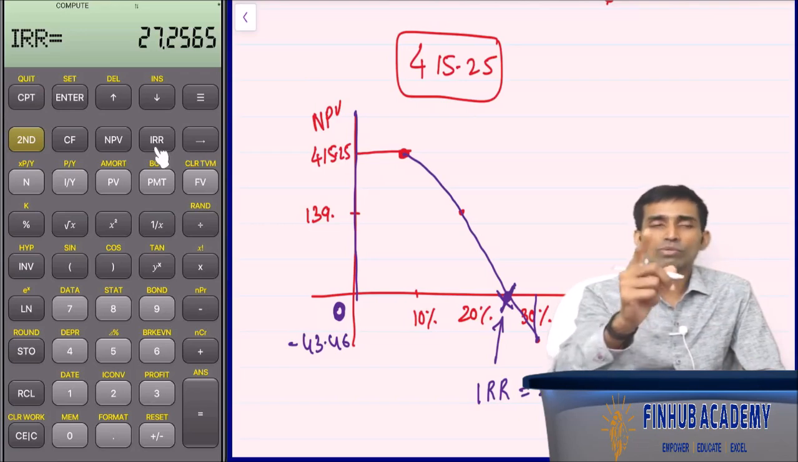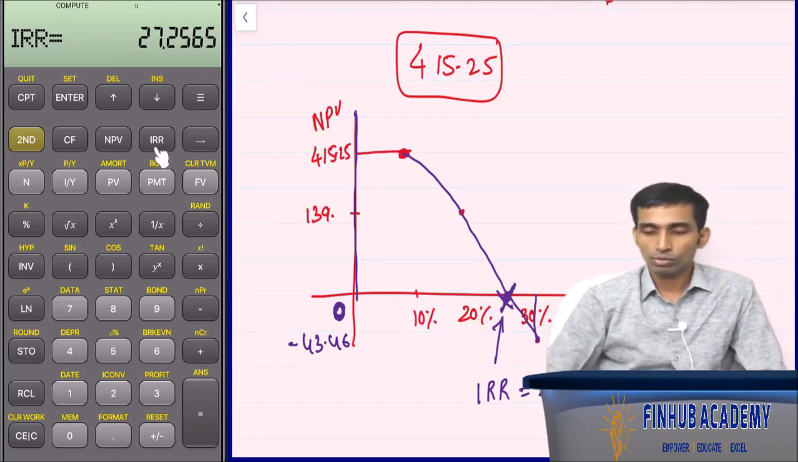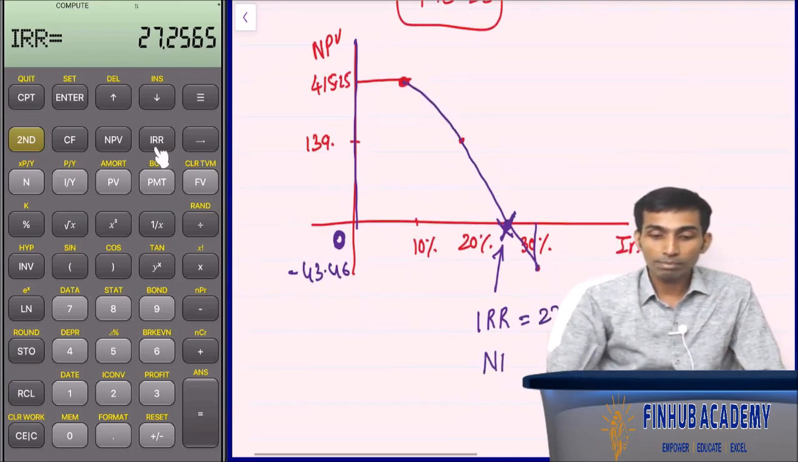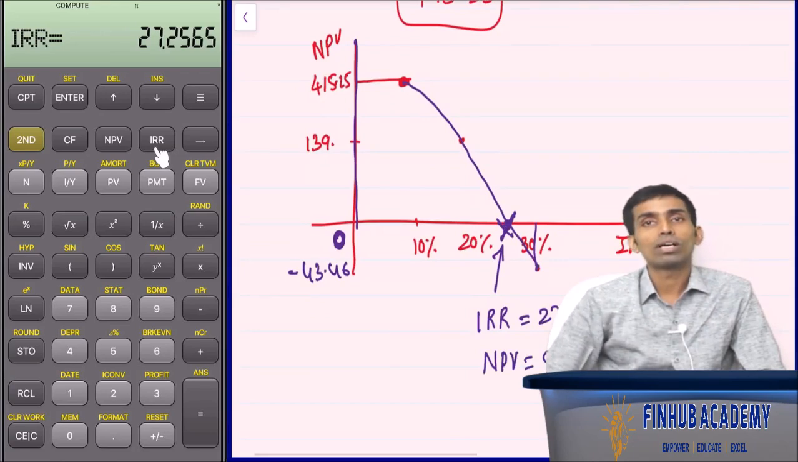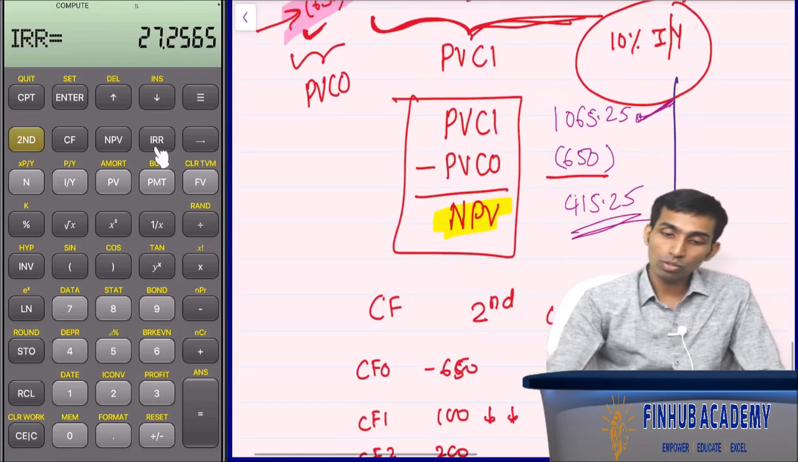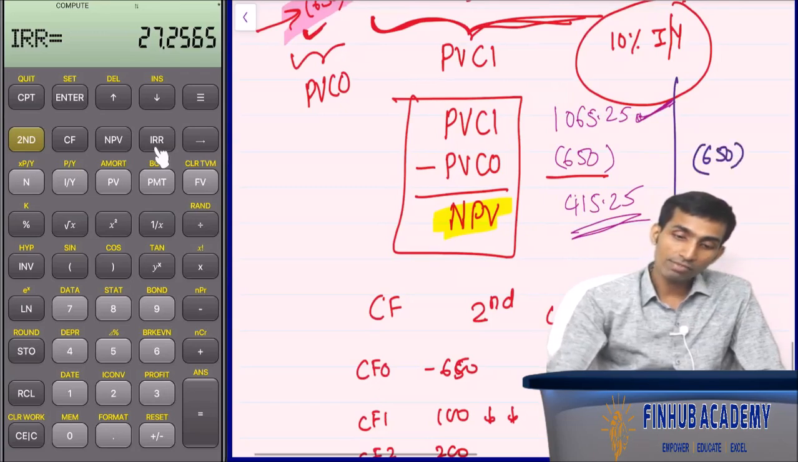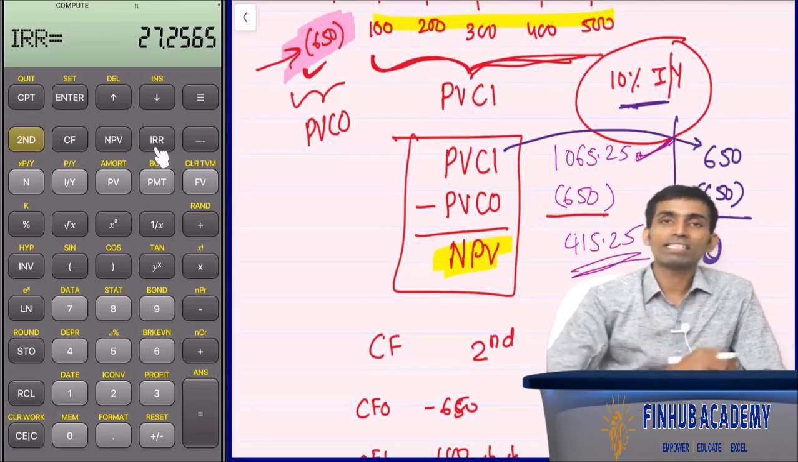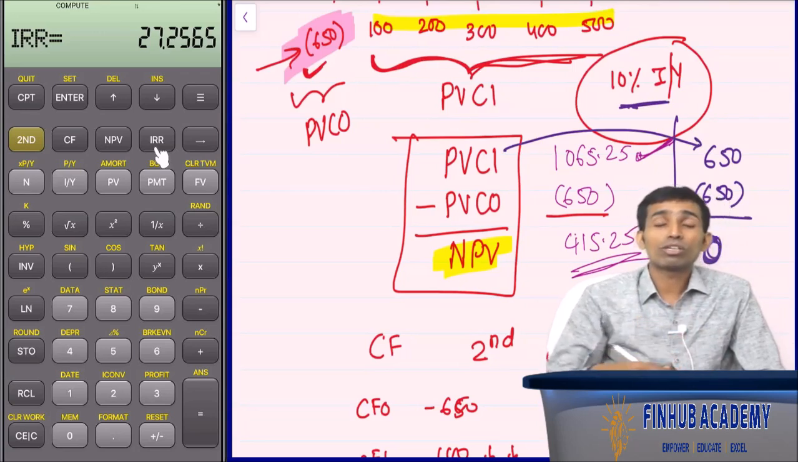27.25%. This is the easiest way to explain. Understood? 27.25%. IRR is between 20 and 30. It means IRR is the point where your NPV is 0. When this part will be 0, when your 650 is equal to this 650, it means I change the I/Y in such a way that my inflow is 650 and my outflow is also 650.